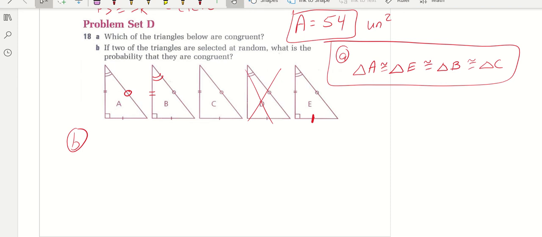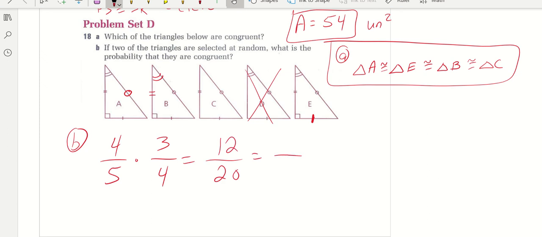So on the first draw, it's going to be 4 out of 5. On the second draw, we have 4 triangles remaining, 3 of which are congruent. 5 times 4, we get 20. 3 multiplied by 4, we get 12. These are both divisible by 4. 20 divided by 4, we get 5. 12 divided by 4, we get 3. So 3/5 is the probability that 2 triangles selected at random are congruent.